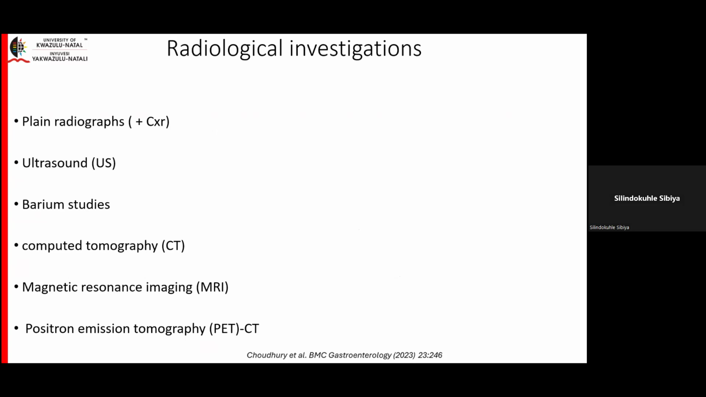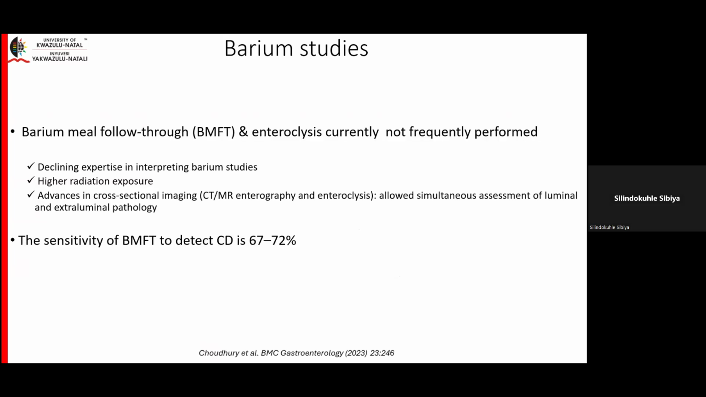Radiological investigations that can be used include plain films, including a chest X-ray to exclude pulmonary TB, ultrasound, barium studies, CT scan, MRI, and PET-CT. Barium meal and follow-through and enteroclysis currently are not frequently performed. This is due to declining expertise in interpreting barium studies, higher radiation exposure, and advances in cross-sectional imaging. This includes CT and MRI enterography and enteroclysis, which allow for simultaneous assessment of luminal and extraluminal disease.